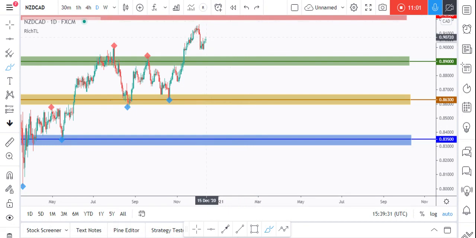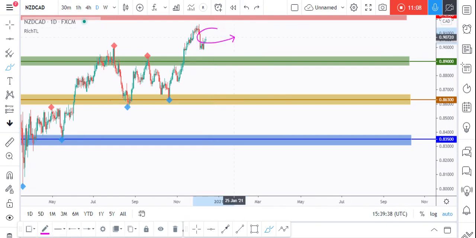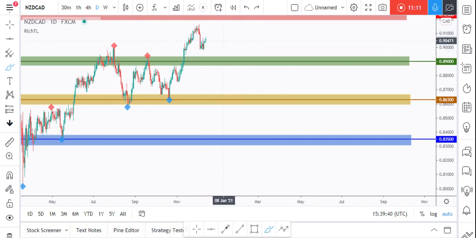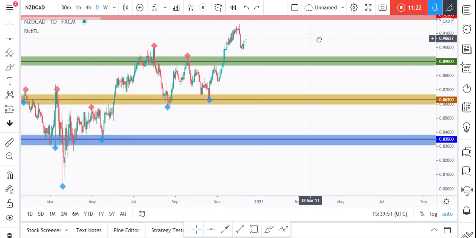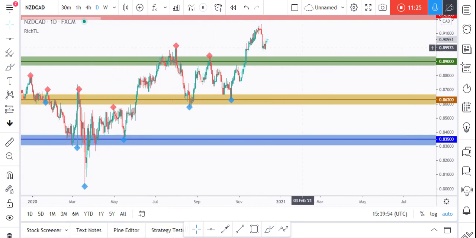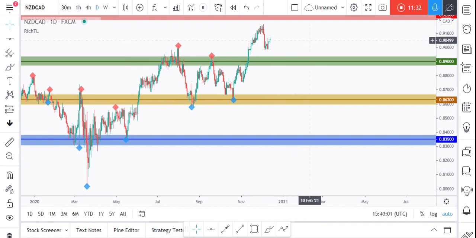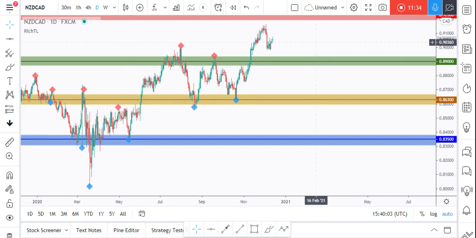For now, NZDCAD is sitting in what I call a no man's land, or in the middle of nowhere. So for now, I'm not interested in buying or selling opportunities. I'll be waiting for price to reach around here to look for sell, and for price to reach around here to look for buy setups. And when I say to look for buy setups, I mean that we zoom into H4, H1, or even M30 timeframes to look for buy and sell setups. It depends on your trading plan.